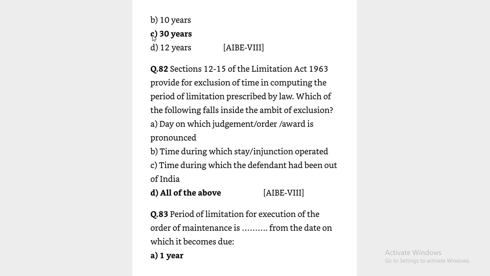The day on which the judgment order is awarded is excluded. The time during which the stay injunction is operated is excluded. The time during which the defendant had been out of India is excluded. So all of the above are excluded.